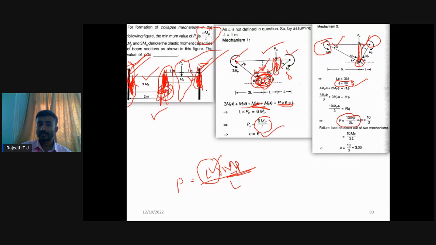If you calculate the collapse load by considering the internal work done and external work done, when you come to this junction, what will happen? Here at this junction we have only MP, not 3 MP or 2 MP. Therefore, 3 MP, MP theta, MP theta, MP theta. If you equate those two, finally you are going to get the answer as 10.33. So your answer for C, the constant 10 by 3, will be 3.33. Therefore, the value of C, denoting the plastic capacity of the beam section, will be 3.33, which is the correct answer. So the least value we should write.